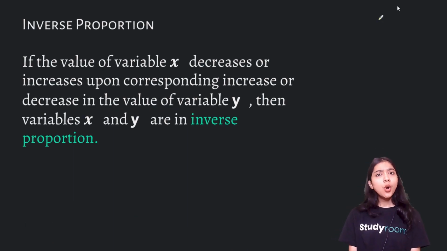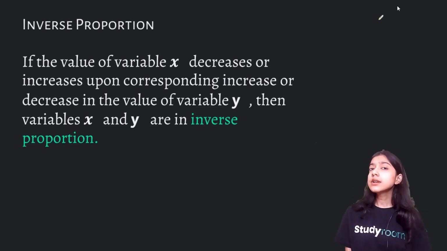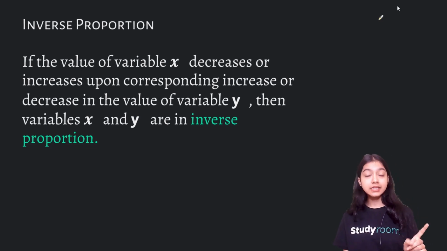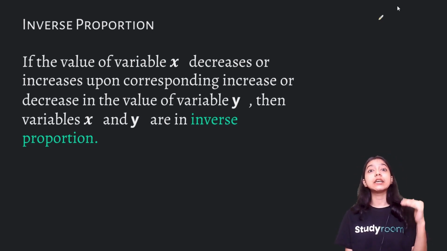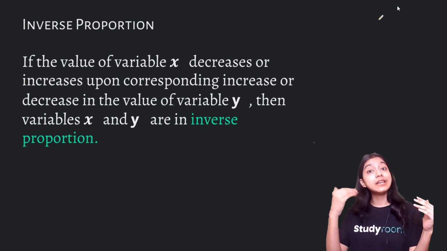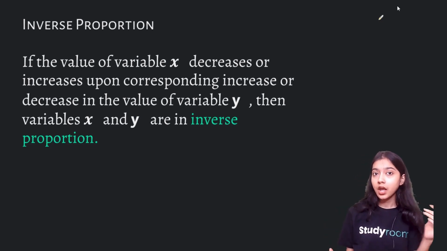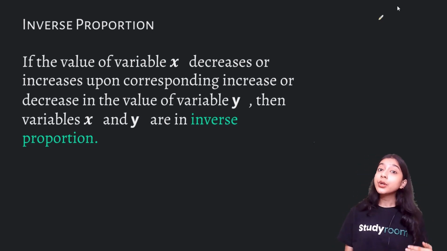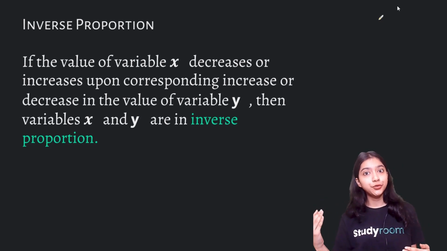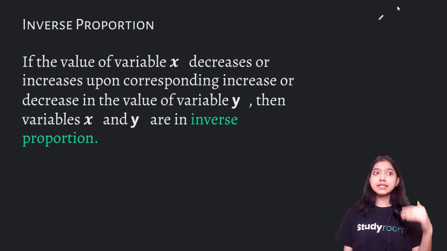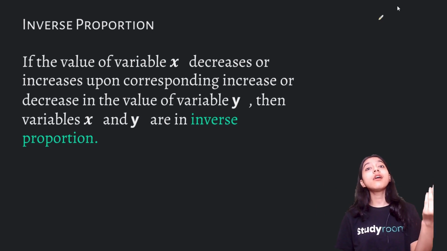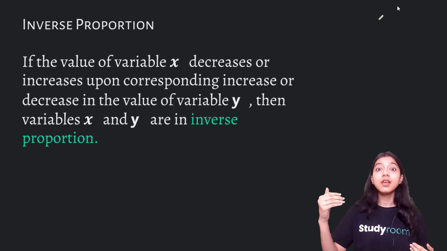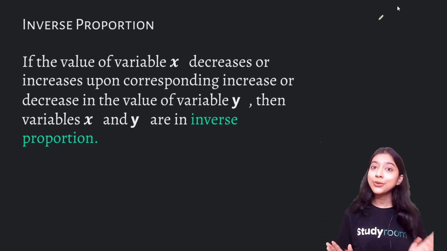First things first, what is inverse proportion? I'll explain it in simple terms. Just consider two variables x and y. Now consider two cases. In the first case, the value of the variable x is increasing due to a corresponding decrease in the value of the variable y. And in the second case, the value of the variable x is decreasing due to a corresponding increase in the value of the variable y. That means x is increasing, y is decreasing, or x is decreasing, y is increasing. That means the opposite things are happening in both the variables.